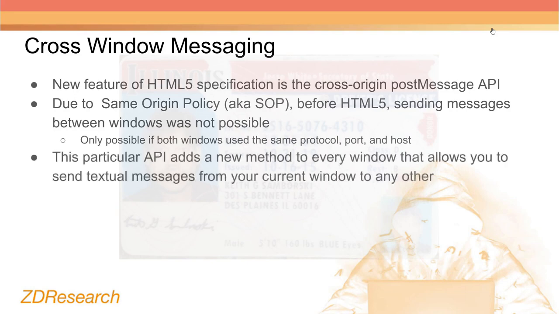So the new API adds the method to every window, so it's part of the window object on the browser, that allows you to send textual messages from the current window to any other window or tab. It can be a child-parent relationship or other relationships if you have the IDs of those. This has nothing to do with the cross-domain policies that might exist, so it's a separate thing. The cross-domain policies that restrict stuff do not restrict the cross-window messaging.